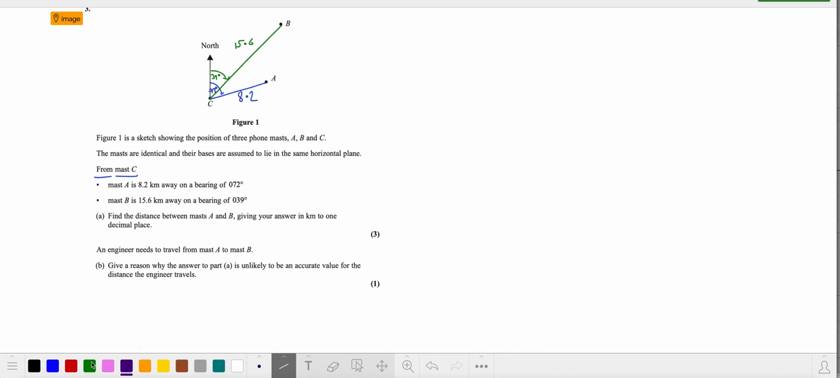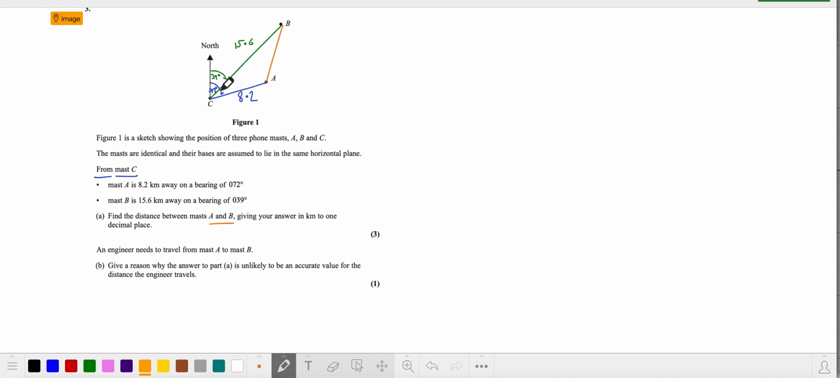So, having filled in that information on the diagram, we can see that going from A to B, the distance we're asked to find makes the third side of that triangle. We've got two lengths in that triangle. We can find a third length with the cosine rule, so long as we also know the angle in between those two sides. Well, we can certainly work it out.